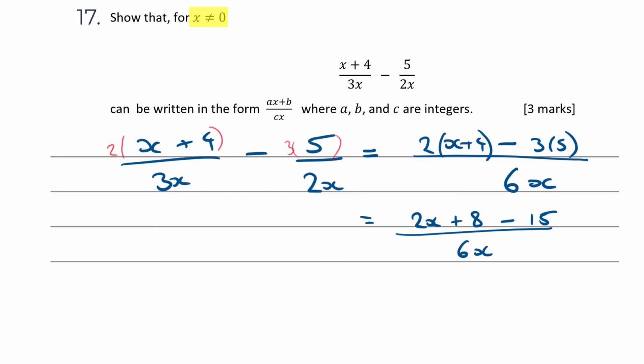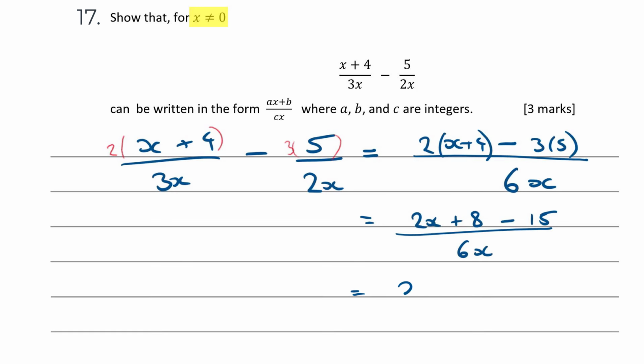So that's going to be 2x. 8 take away 15 is minus 7, isn't it? So there we go, 2x minus 7 over 6x. So that is of the form ax plus b over cx, where a is 2, b is minus 7, and c is 6. So that is all fine.